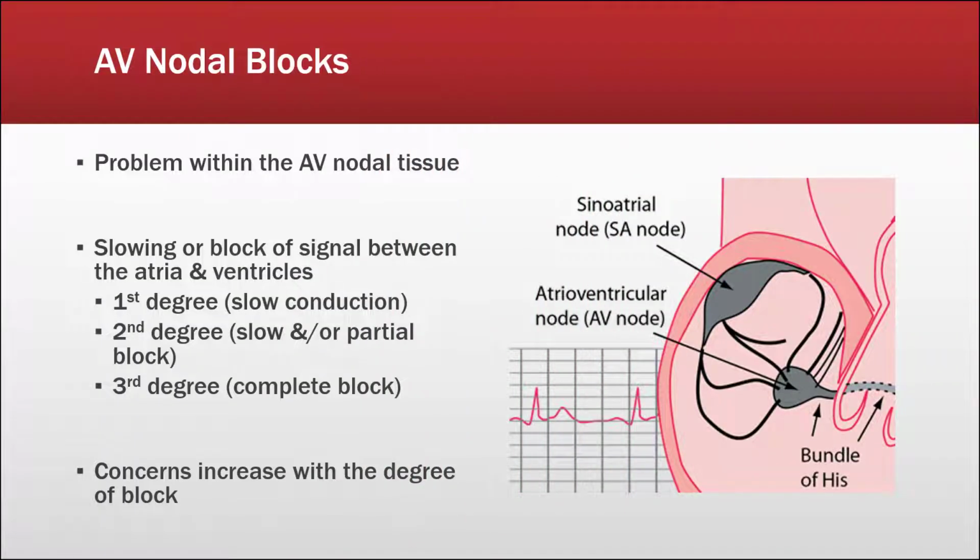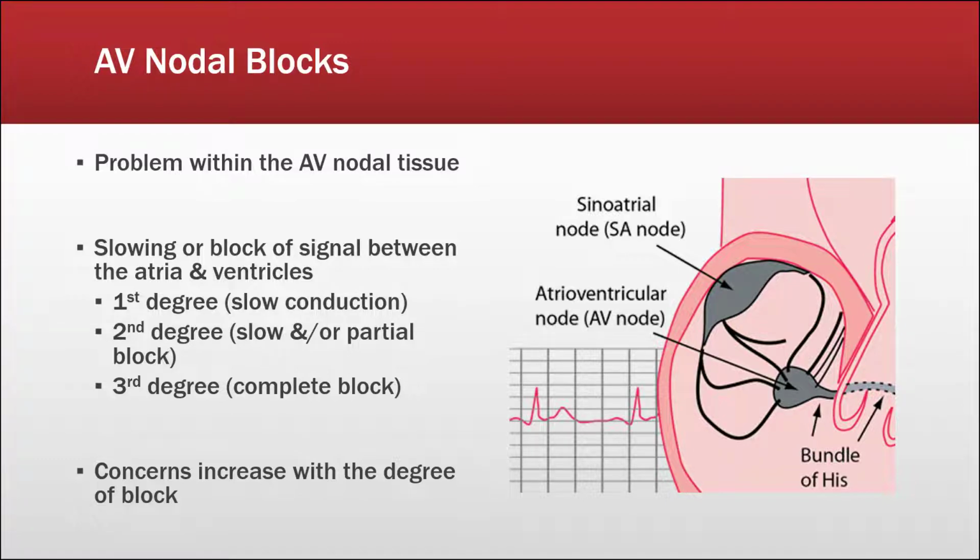All the AV blocks have one point in common. That is that they're all produced by the slowing down or the blocking of impulses in the AV node. In other words, the signals that are leaving the atria become sluggish or they are blocked before they can reach the ventricles. This means that the atria and the ventricles are functioning normally, but there's some loss of coordination between them.